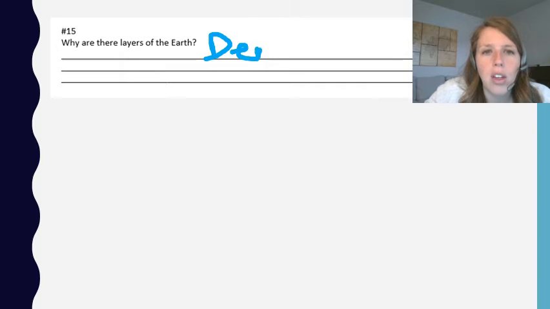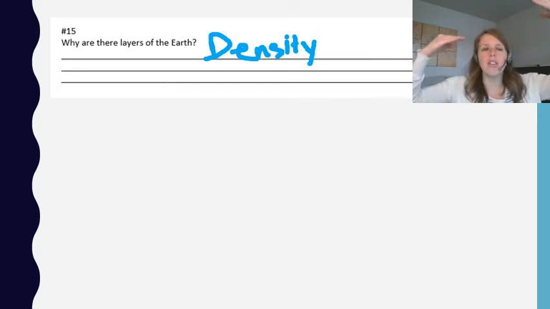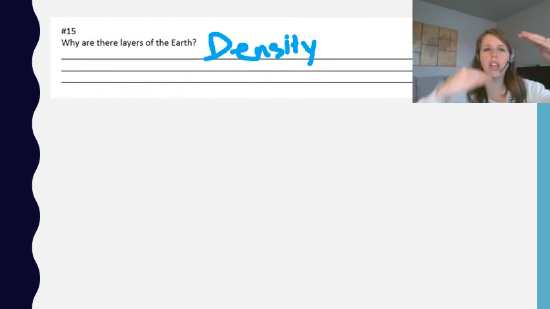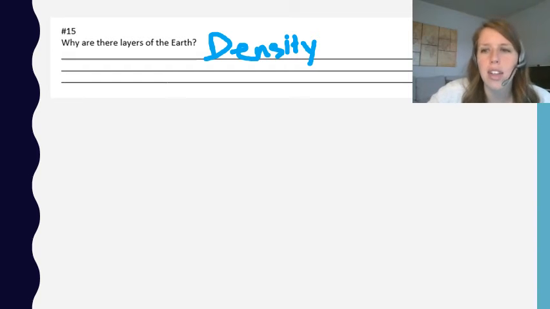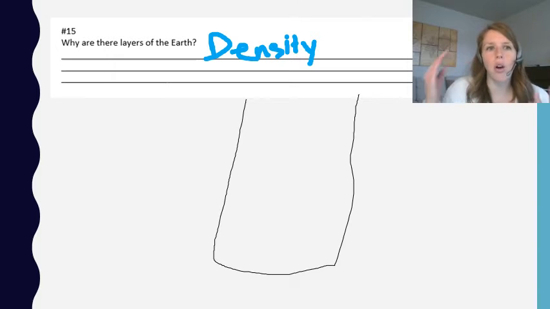But I want you to write a more detailed answer, okay, explaining that the core is the most dense, which is why it's at the center of the earth, and slowly things get less dense as you move out, and our air is the least dense, which is why the air is sitting on top, right? So things always layer according to density. If I were to make a big cup full of different kinds of liquids, they would layer out according to density.